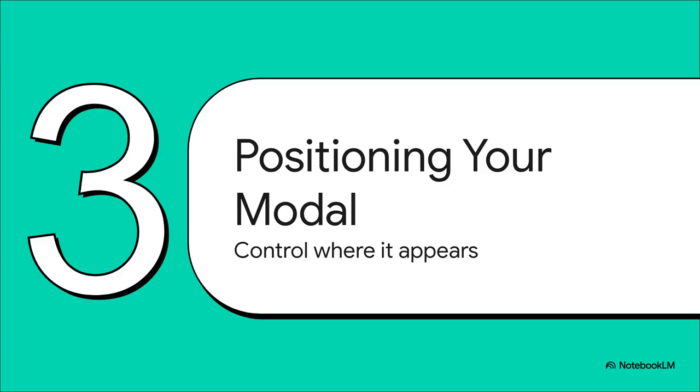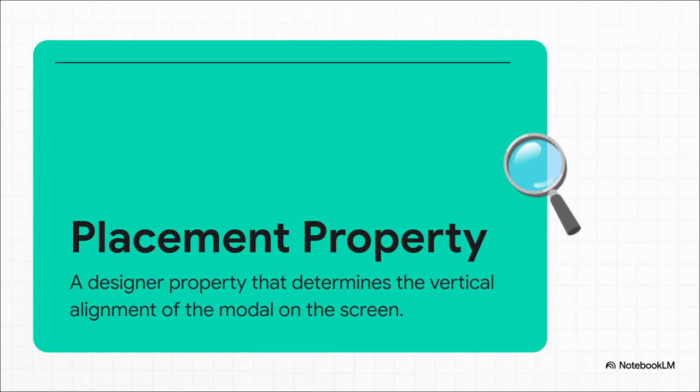All right, so we've got the look down, but what about where it shows up? This component gives you total control over its position too. I mean, a standard dialog just plops itself in the middle of the screen, but let's be real, modern UI gets way more creative than that. And the way you control this is with another super simple property in the designer called placement. It does exactly what it sounds like. It controls the vertical alignment. The default is middle, of course, but that's just the beginning.